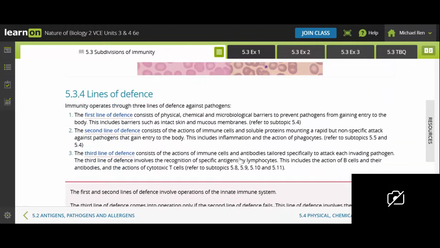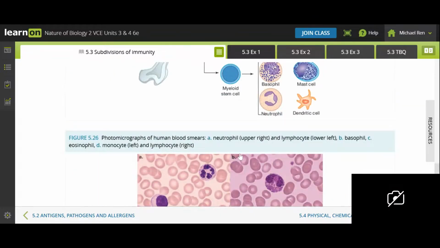Anyways, there's lines of defense: first, second, and third. First line defenses are basically barriers preventing entry, for example, physical barriers. Intact skin prevents bacteria from entering the body. Mucous membranes lining the airways and nasal cavities can trap bacteria or other pathogens attempting to breach the body and are expelled through sneezing and coughing.